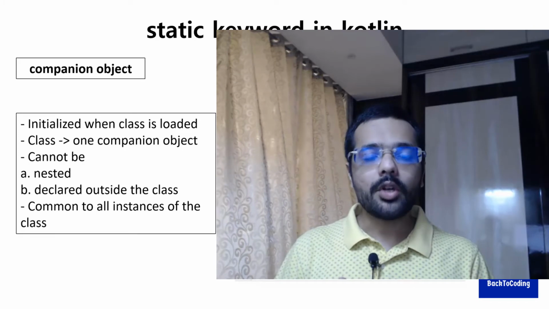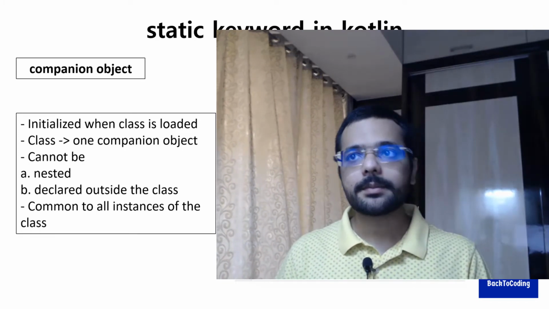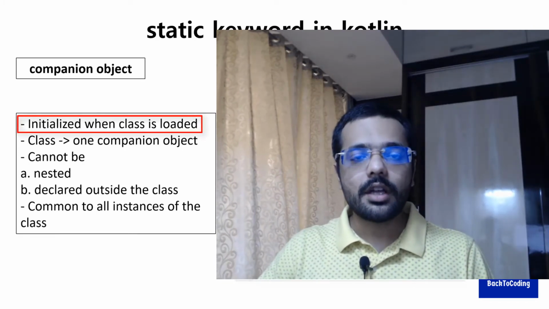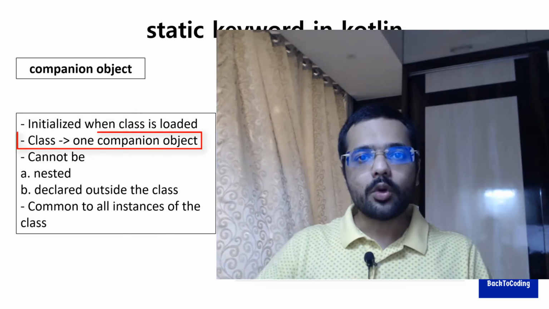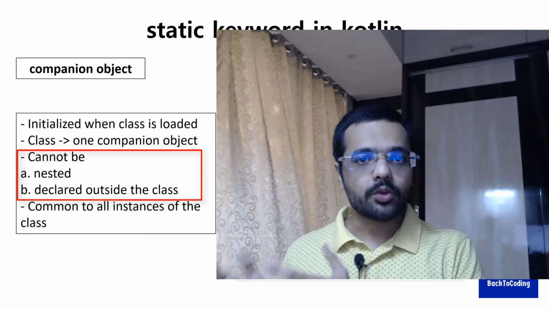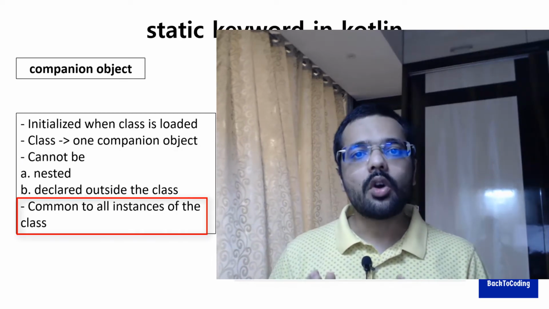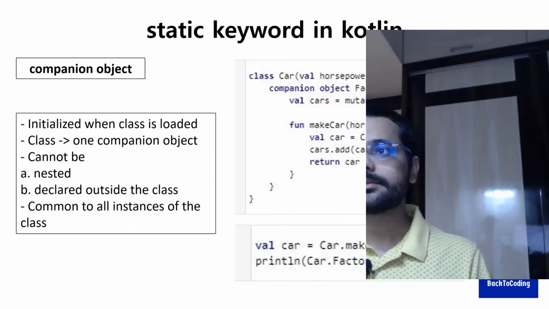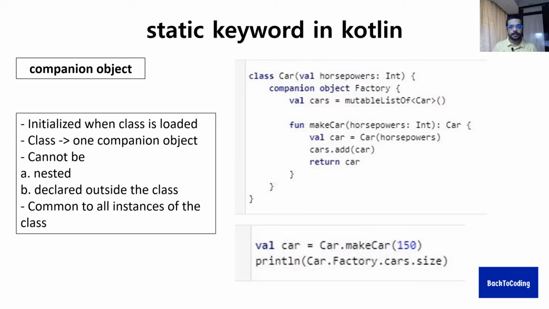So let's discuss some important topics related to companion objects. A companion object is initialized when the class is loaded. A class can have only one companion object. Companion objects cannot be nested and cannot be declared outside the class. A companion object is common to all instances of the class. Let's go to our editor and understand it practically.